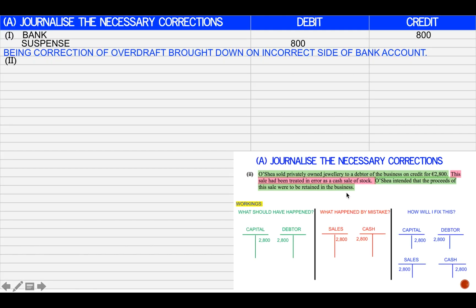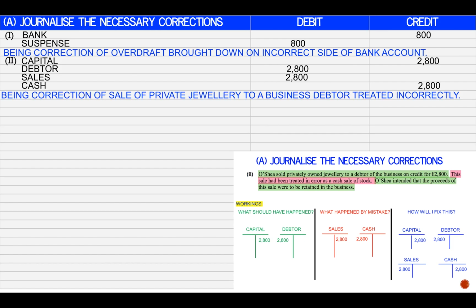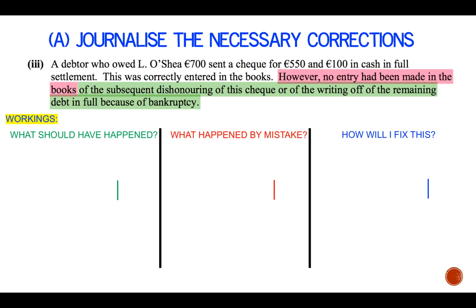So then I put them into the face of my journalised entries. Capital 2,800 on the credit side, debtor 2,800 on the debit side, sales 2,800 on the debit side, and then cash 2,800 on the credit side. So our narration could be: correction of sale of private jewellery to a business debtor treated incorrectly.